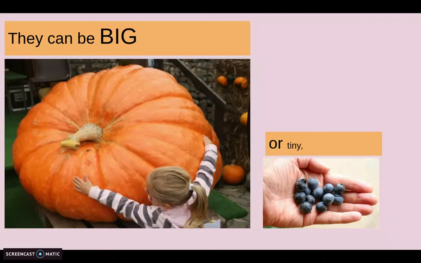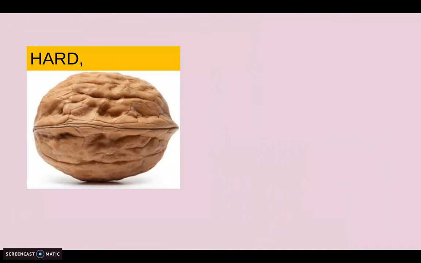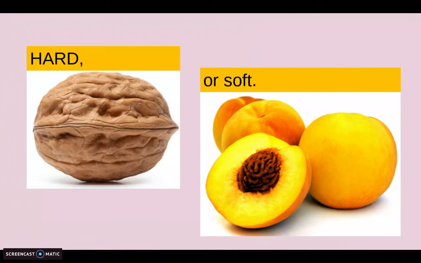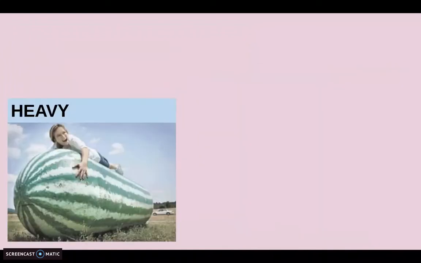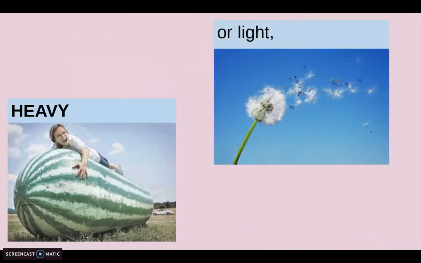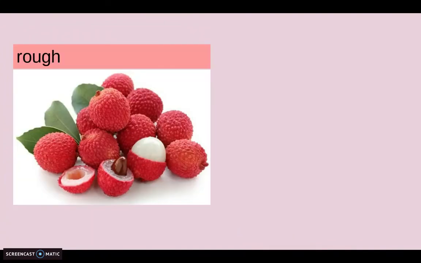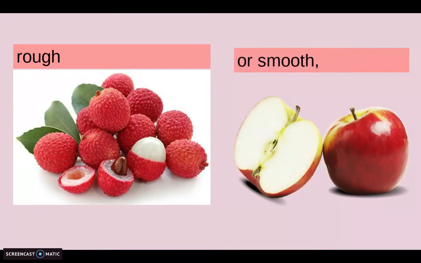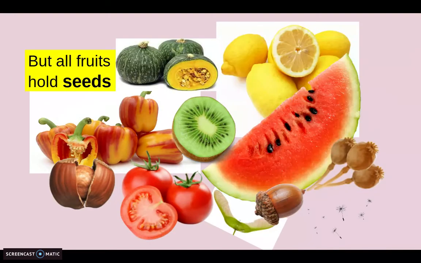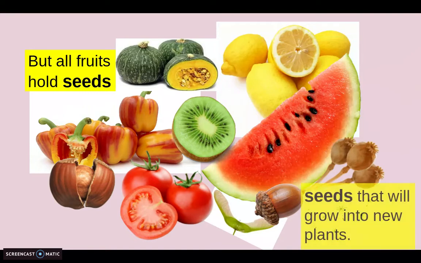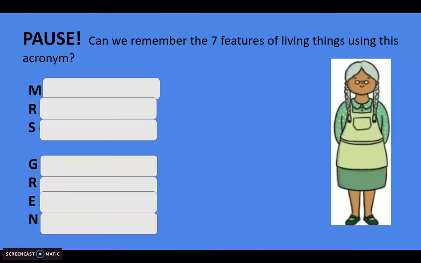Fruits, glorious fruits. They can be big, like this pumpkin, or tiny, like these blueberries, hard to crack, like this walnut, or soft, like peaches, heavy, like this huge marrow, or light as a feather, like these dandelions, rough, like these lychees, or smooth, like these apples. But all fruits hold seeds. Can you see some seeds? Seeds that will grow into new plants.